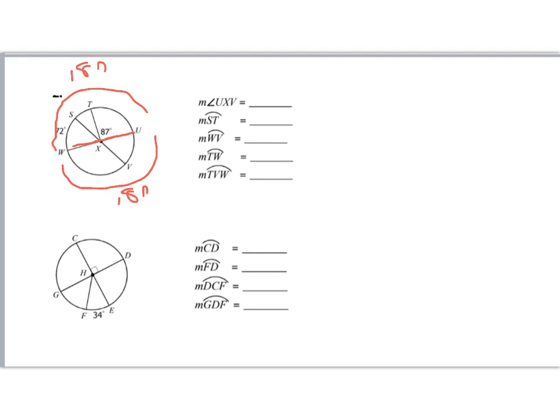So if this here is 87, because it's a central angle, this is 87. So all we need to do to get ST is go 180 minus 87 minus 72, and you end up with 21. So this is 21. Okay, the measure of UXV, that's what we're going to do next.